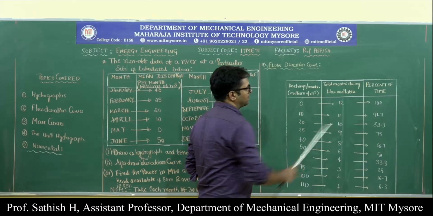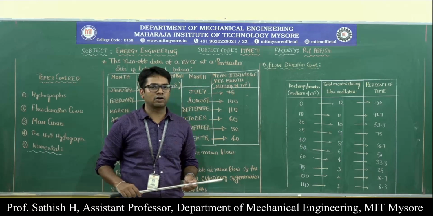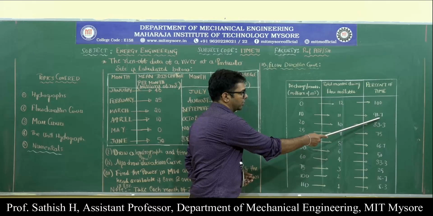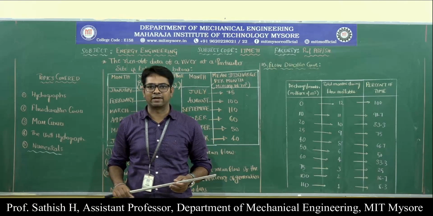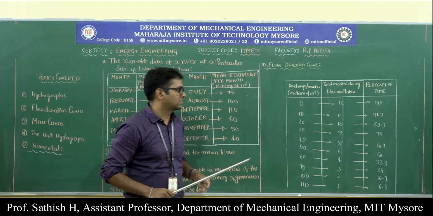How do you calculate the percent of time? It is the ratio of 11 divided by 12. You will get 91.7, I mean, it is a percentage of time.